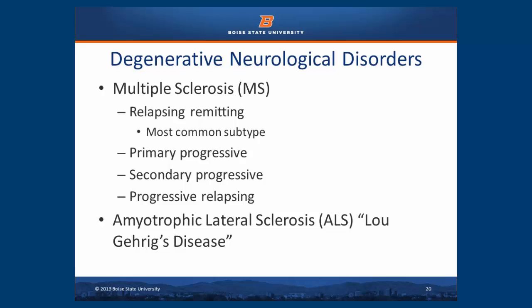Degenerative neurological disorders. Covering here is multiple sclerosis and ALS, or Lou Gehrig's disease. There are 4 subsets of multiple sclerosis. Multiple sclerosis, MS, is most commonly diagnosed in patients between 30 and 50 years old. The later the onset, the more progressive the disease course tends to be. Women and Caucasians are at greater risk.